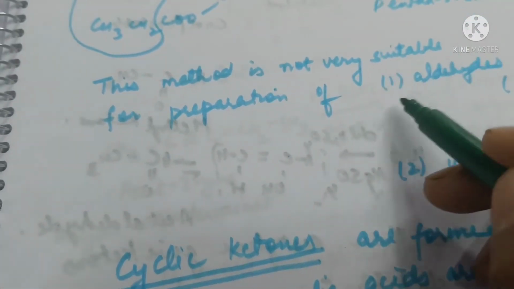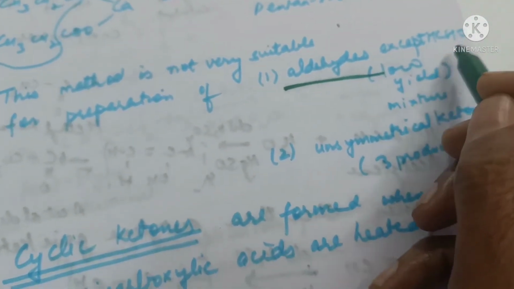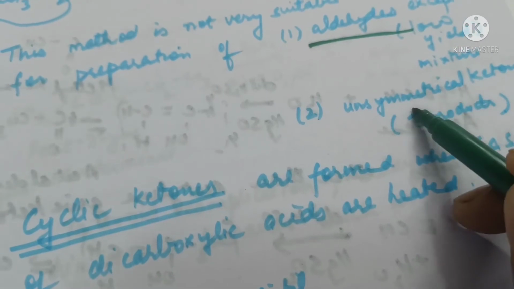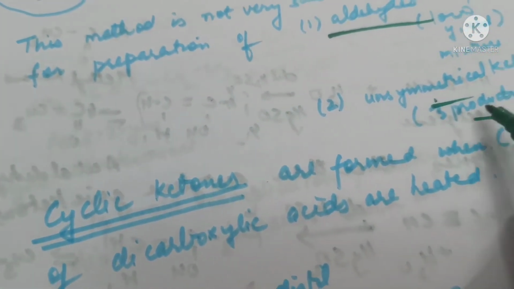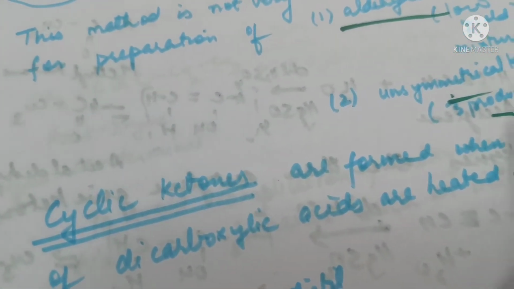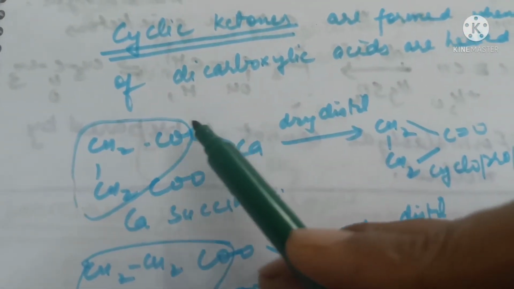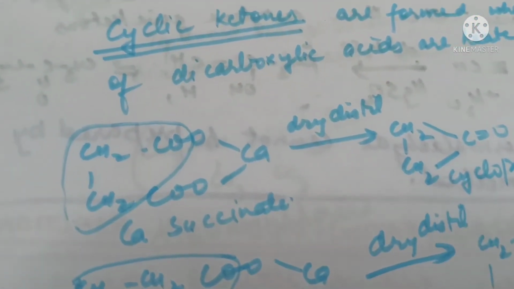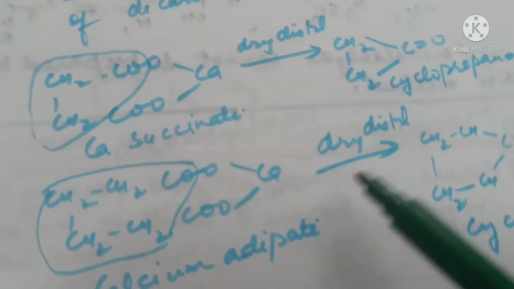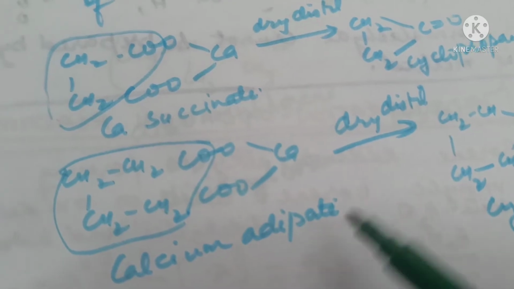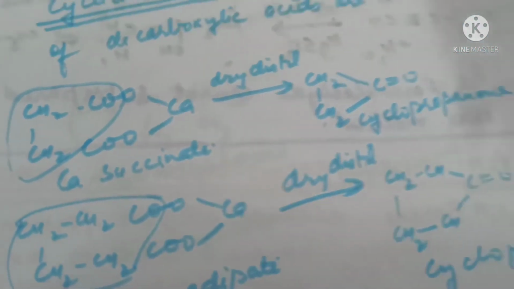This method is not suitable for preparation of aldehydes except formaldehyde and also unsymmetrical ketones, because the number of products formed are greater, the yield is less, and also it's not pure. Cyclic ketones will be formed when dicarboxylic acid salts are dry distilled. For example, calcium succinate will form cyclopropanone, and calcium adipate when dry distilled will form cyclopentanone.